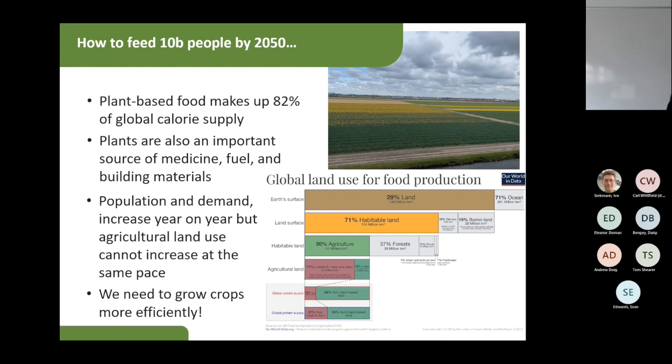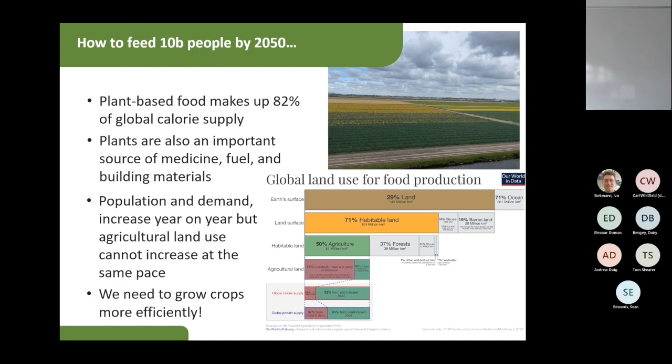It's vitally important, really, because plant-based food makes up 82% of the global calorie supply. And that's just the food. We also use plants for building materials, fuel, medicines. I'm sure you can think of dozens of others.